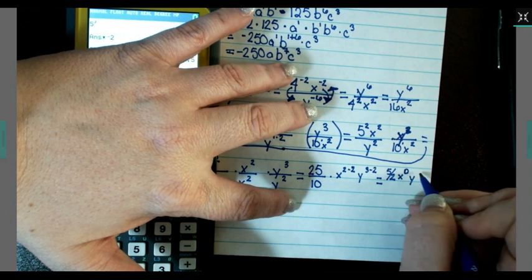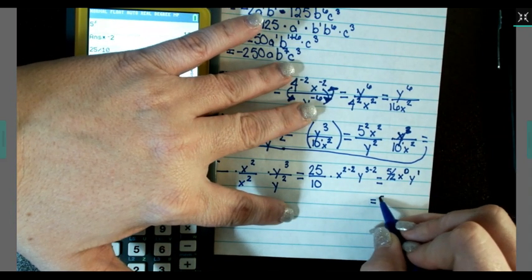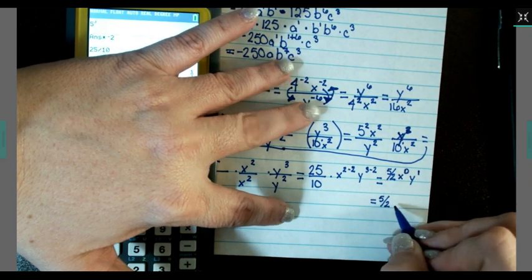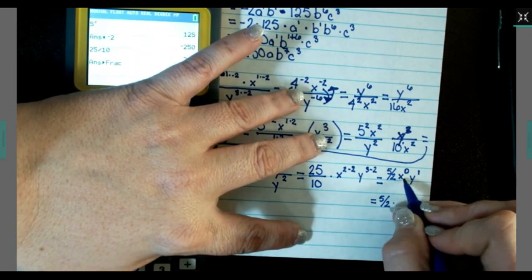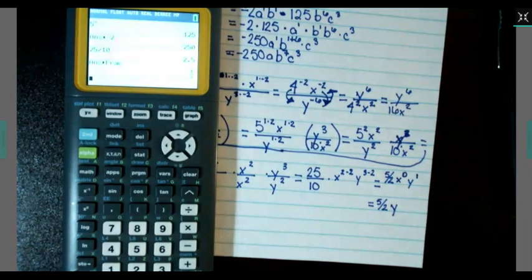And 3 minus 2 is 1, right? So we're going to rewrite this. 5 halves. That's 1, right? And this is just y. So 5 halves y.